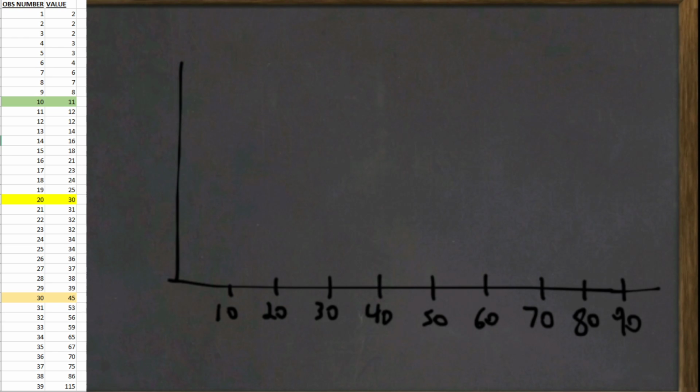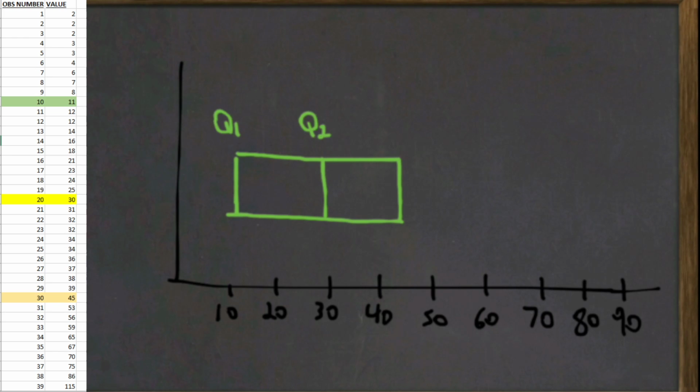So we have a value at 11. We're just going to build that with a vertical line. Our second quartile is at 30, and our third one is at 45. We simply connect those to build the box. Already we can see, I'm just going to label these. You don't always see them labeled, but we have Q1, Q2, and Q3.